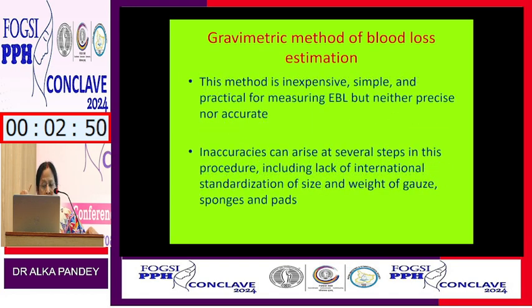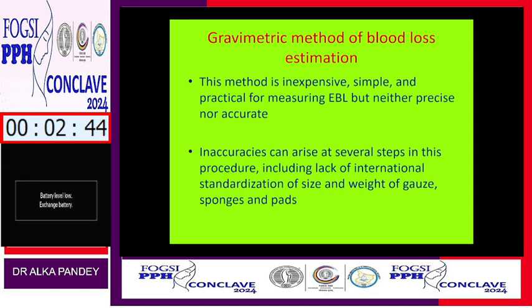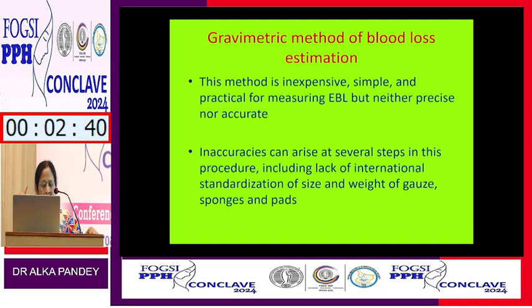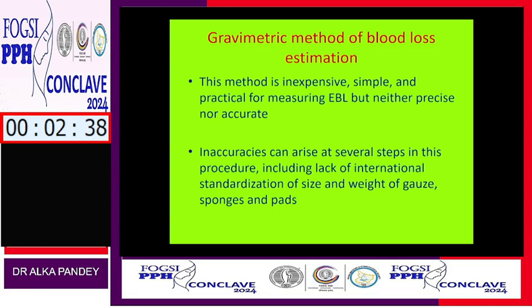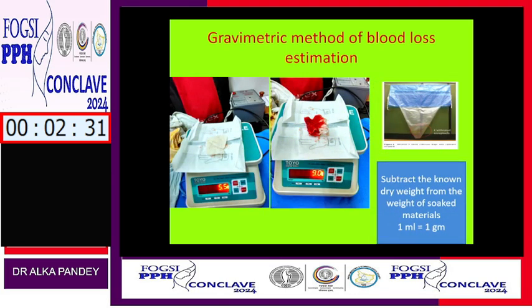This method is inexpensive, simple, and practical for measuring estimated blood loss, but neither precise nor accurate. Inaccuracies can arise at several steps in this procedure, including lack of international standardization of size and weight of the gauze, sponges, and pads. So, subtract the known dry weight from the weight of soaked materials. 1 ml is equal to 1 gram.